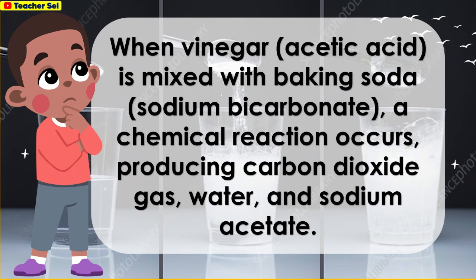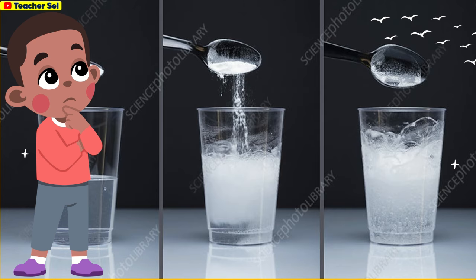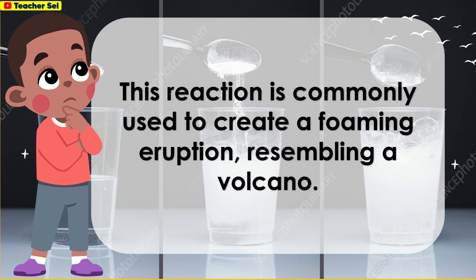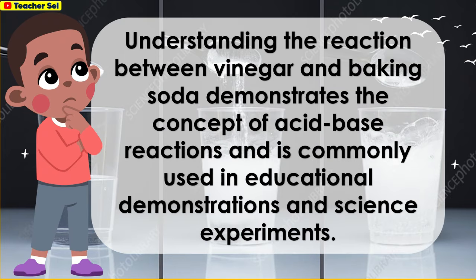When vinegar (acetic acid) is mixed with baking soda (sodium bicarbonate), a chemical reaction occurs, producing carbon dioxide gas, water, and sodium acetate. This reaction is commonly used to create a foaming eruption resembling a volcano. Understanding the reaction between vinegar and baking soda demonstrates the concept of acid-base reactions and is commonly used in educational demonstrations and science experiments.